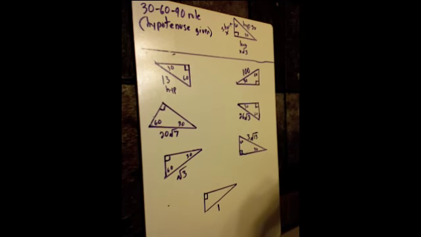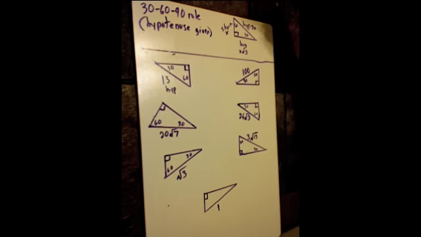Okay, in this video you're going to see how to use the 30-60-90 rule when you're given the hypotenuse. Again, the 30-60-90 rule is for special right triangles, specifically triangles that have angle measures of 30 degrees, 60 degrees, and 90 degrees. The rule says if you know the short leg, you multiply it by 2 to get the hypotenuse, and you multiply the short leg by the square root of 3 to get the long leg.